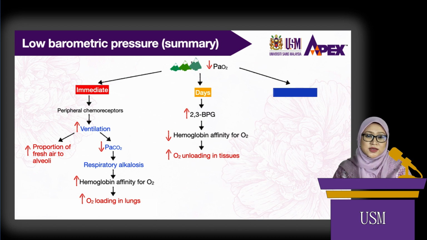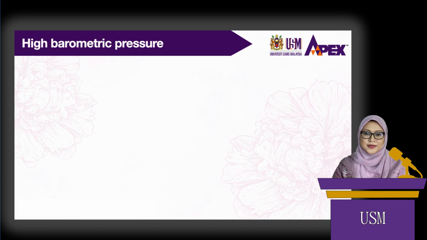Within days to weeks, the kidneys will increase the production of erythropoietin, which stimulates the bone marrow to produce red blood cells. This will increase the red blood cell count and hemoglobin, thus increasing the oxygen content of blood. Those are the acclimatizations at high altitude or low barometric pressure.